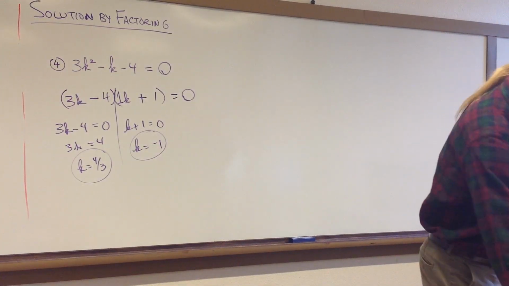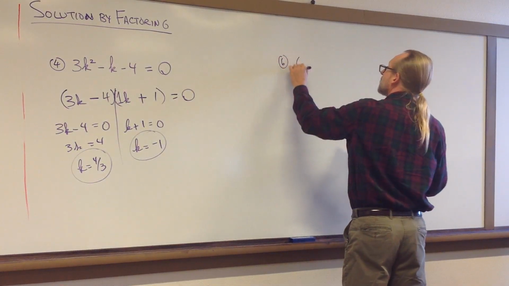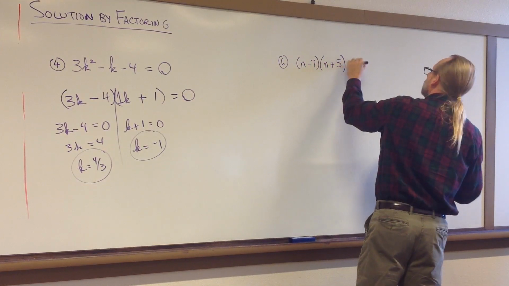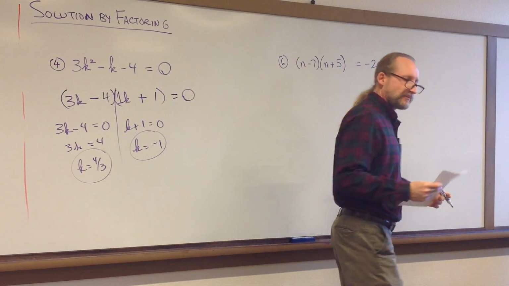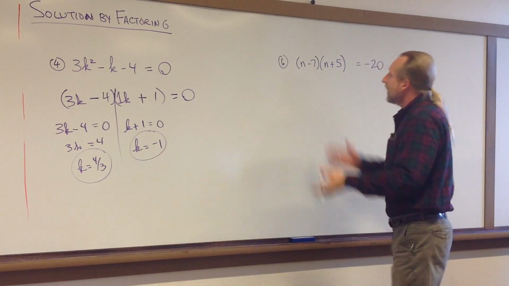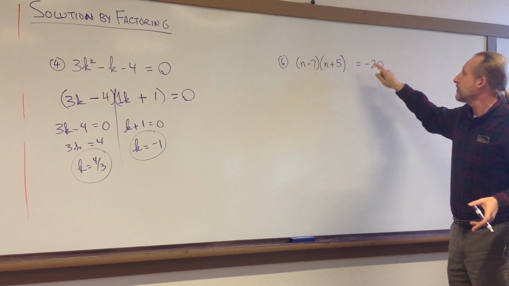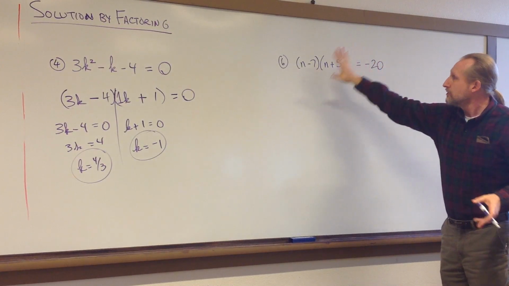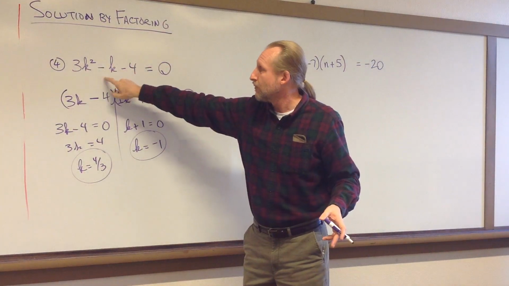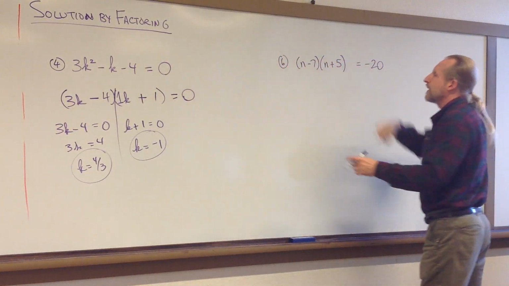All right, let's see. Now, number 6 is where it starts to get more interesting. Here we've got n minus 7 times n plus 5 equal to negative 20. Now, a mistake that people sometimes make is to just say, oh, well, n should be 7 and n should be negative 5. This is not standard form. You don't have a 0 here, okay? So you can't draw those conclusions. What we have to do is get this one into standard form the way that this one is, set equal to 0. So to do that, we're going to have to multiply this out.